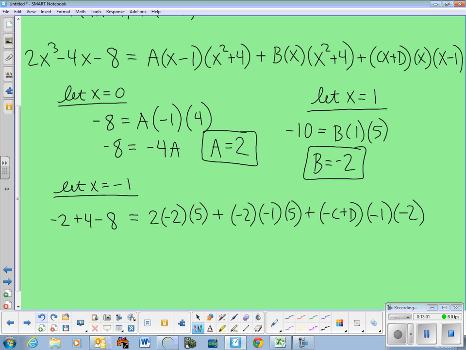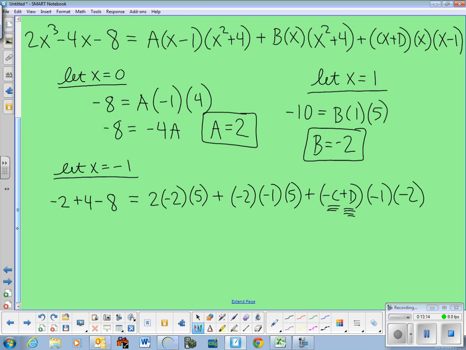Okay, so make sure that that line makes sense. I just went through, I subbed in negative 1 for x. I'm still left with c and d that I don't know what they are, but I'm just going to simplify this for now, and we'll deal with that in just a minute. So on the left, negative 2 plus 4 minus 8 would be negative 6. Let's see here, that's 2 times negative 2 times 5, that's going to be negative 20, and positive 10, and negative 1 times negative 2 is 2 times negative c plus d.